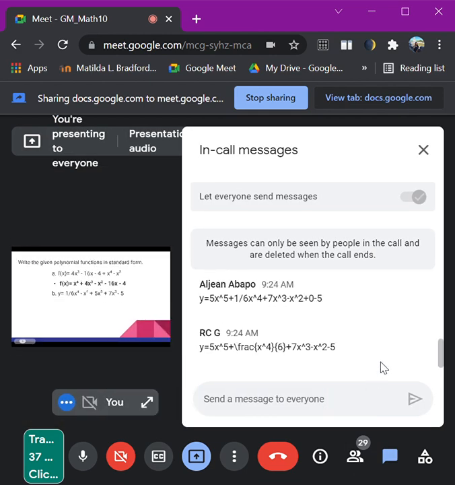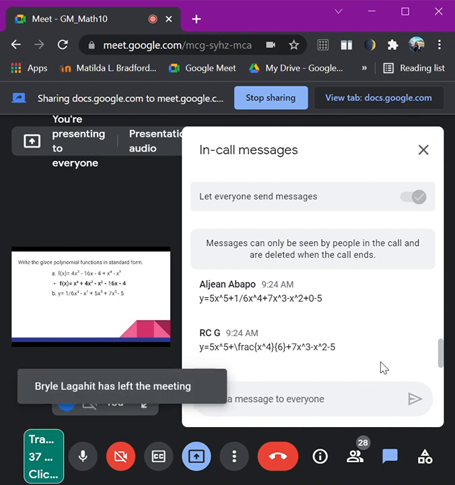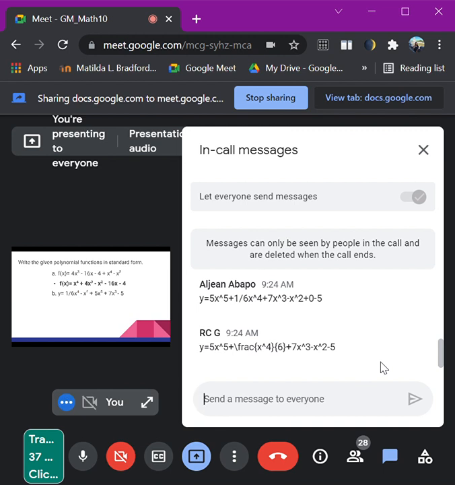We have from Galarpe and Abapo: 5x raised to the power of 5 plus na ay fraction 1 over 6x raised to the power of 4 plus 7x raised to the power of 3 minus x squared plus 0 na siya. 0 minus 5. Okay. Nagbutang siya og 0 for katong missing term diay.